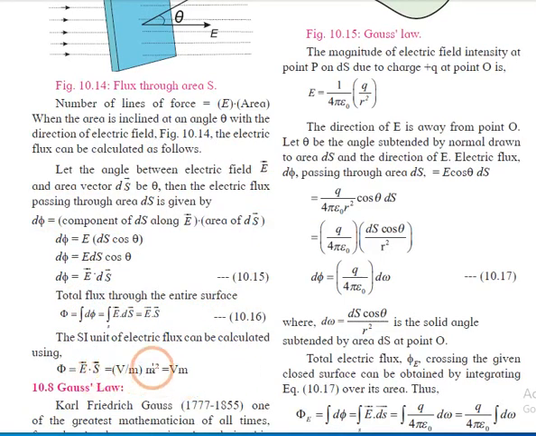The SI unit: E is volt per meter, S is meter square, so one meter and another meter get cancelled, remaining the term volt meter. So electric field means force per unit charge and electric flux means number of lines of forces per unit area. Mark this: E S and E ds cos theta, the unit is volt meter.